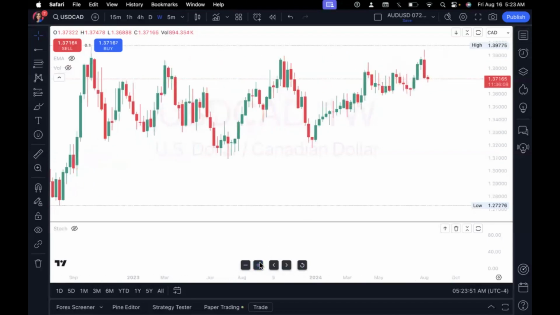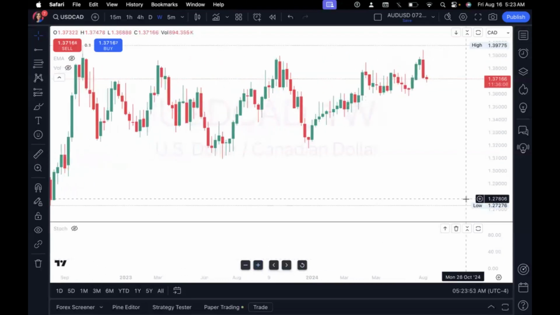So in today's quick video, I'm going to be showing you guys how to do a weekly analysis, or how I do my weekly analysis. And this is going to be a price action analysis, which means we're not going to focus on the indicators, but more so what the candles are doing and what they're telling us about the price.